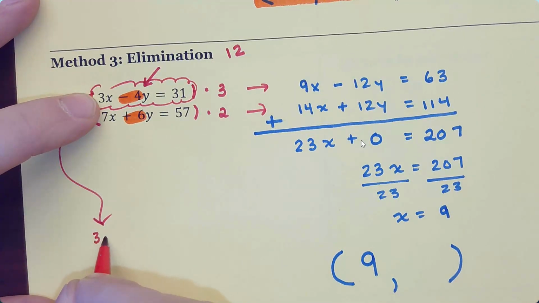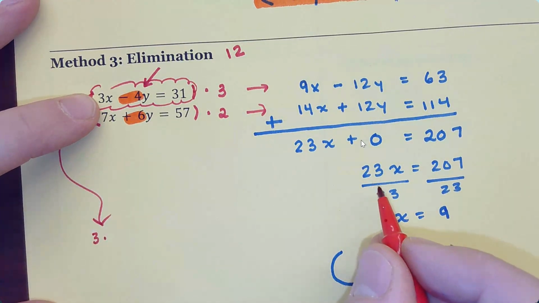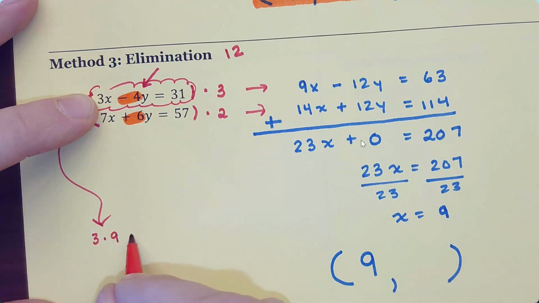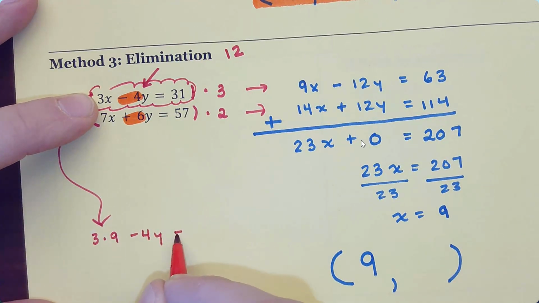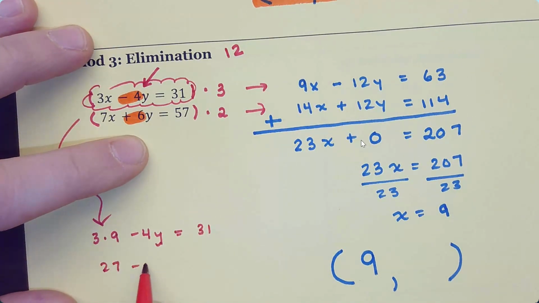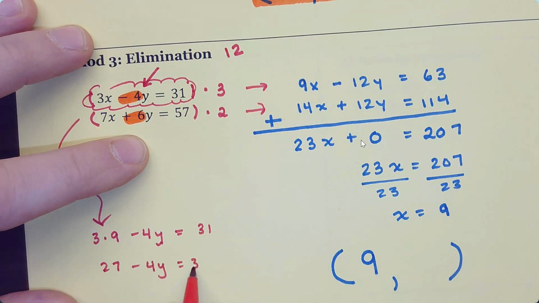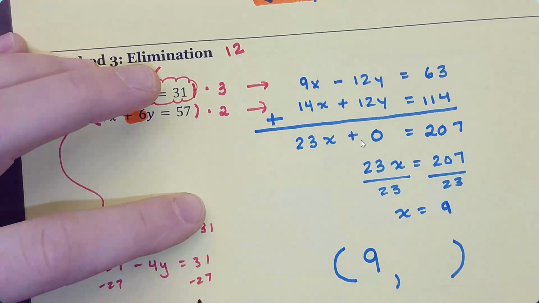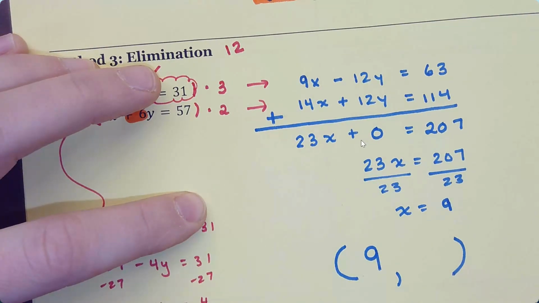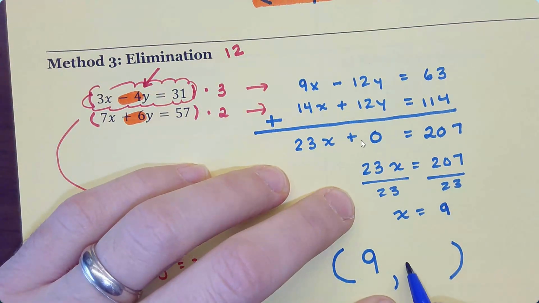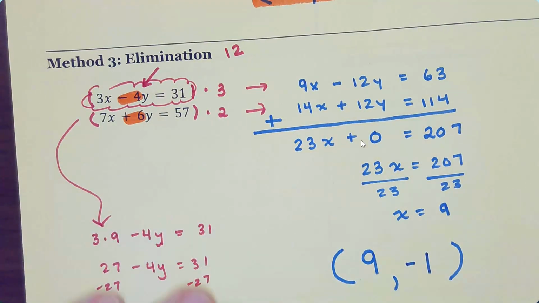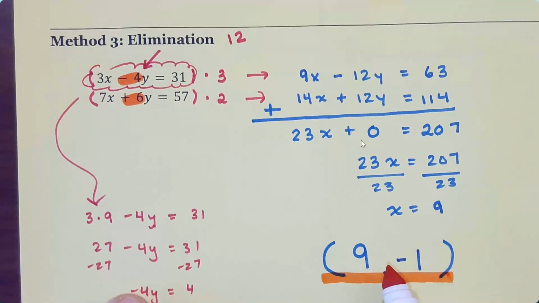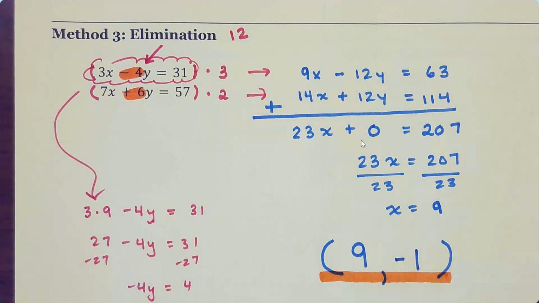So 3 times x, which is 9, minus 4y is equal to 31. So 27 minus 4y is equal to 31. Subtract 27 from both sides. Negative 4y is equal to 4. Therefore, y is equal to negative 1. And there's the solution to our system using elimination.